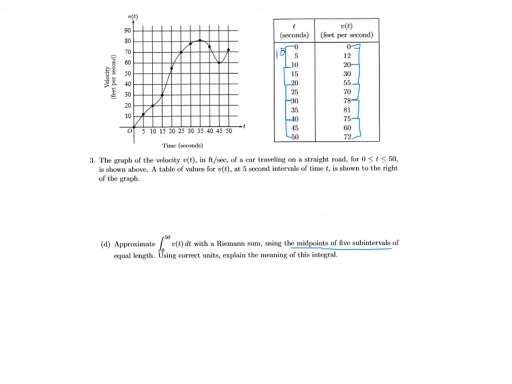Oh, my writing is terrible. 10, 10, 10, 10, and 10. So they're all 10, which is nice. So I'm going to do 0 to 50. The integral of V of t dt is approximately... So my width is 10 for all of them. And then I just need my midpoints.